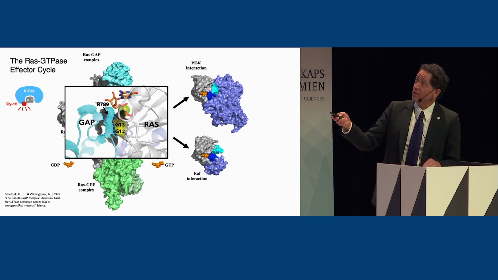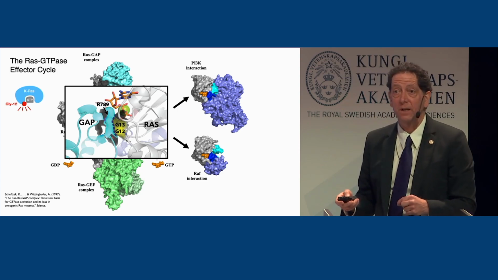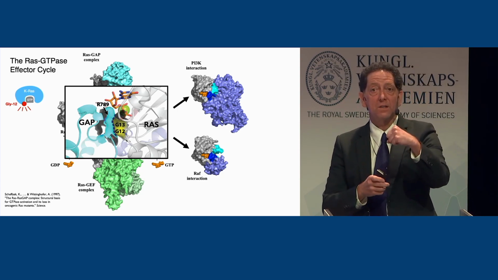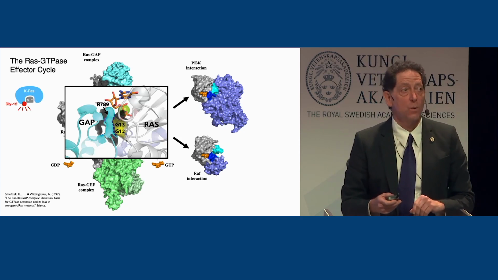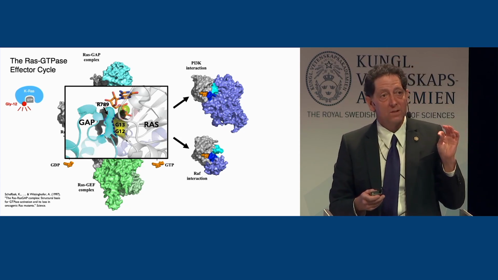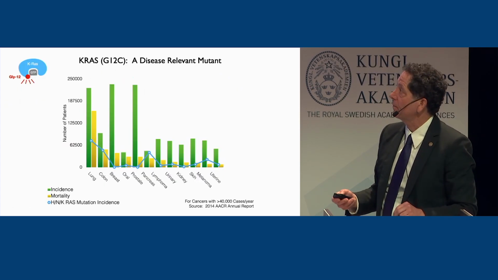The glycine 12 side chain is pointed right at the arginine, the catalytically important residue, complemented by the GAP protein. And since glycine is the smallest amino acid, any other amino acid is bigger and pushes the arginine away. And that is the beginning of the story of our discovery.